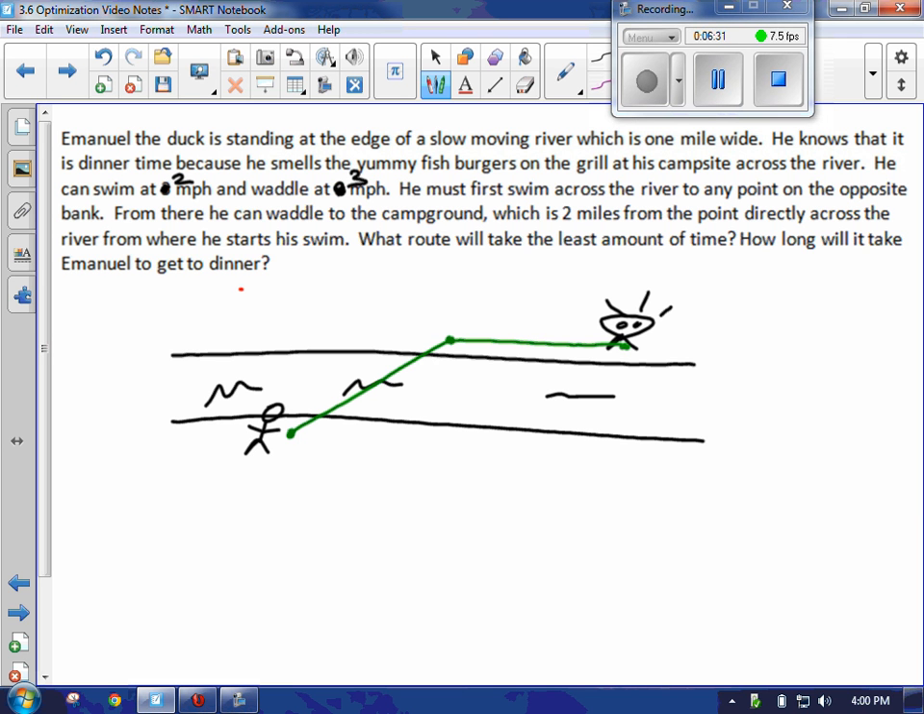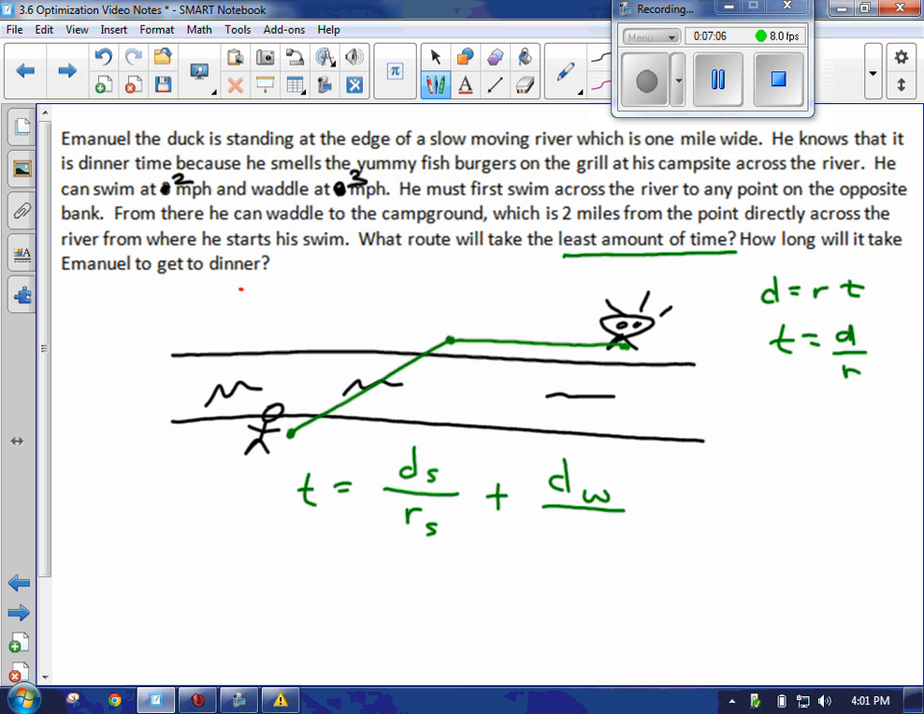All right, so you'd be tempted at first to call one of those lengths x and one of those lengths y. But remember, we want to make sure that our formula is going to be in terms of one variable only. So if we want to find the least amount of time, and we're talking about distances and rates, if we remember that distance equals rate times time, then his time is his distance divided by his rate. So our final time will be the distance he swims over the rate he swims plus the distance he walks divided by the rate that he walks.